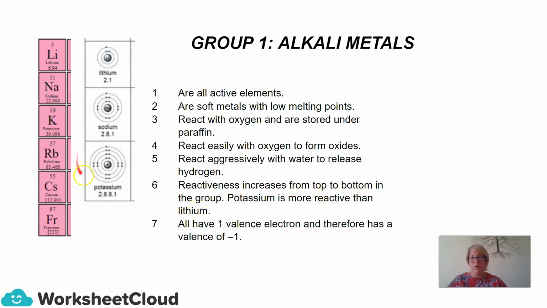And then if we have a look at the atomic structure, as we move down each period, we increase the number of shells. But if we have a look at the valence electron, the electron in the outer shell, they all only have one electron in their outer shell.